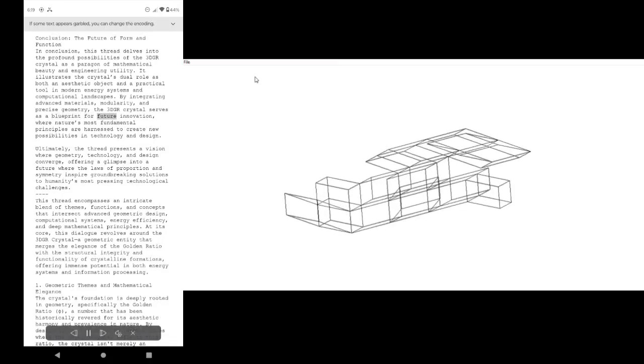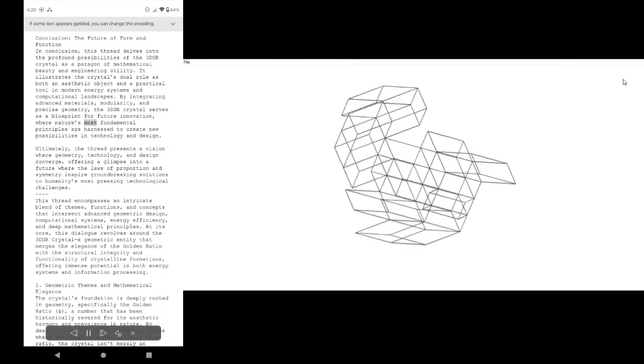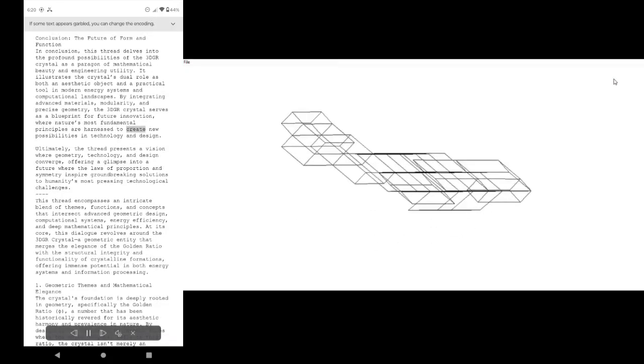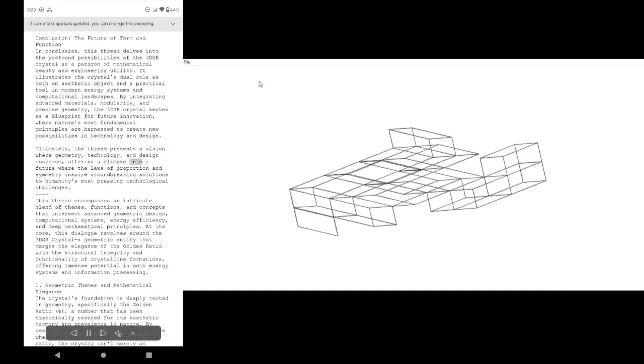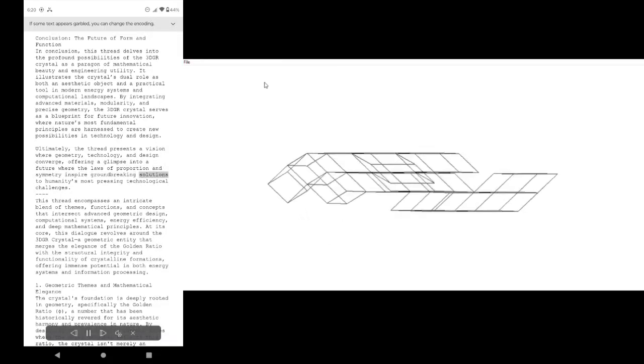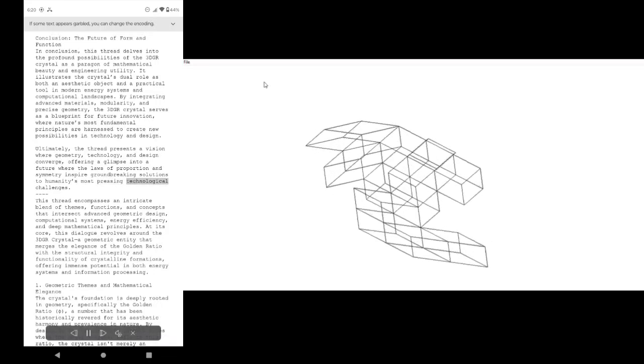By integrating advanced materials, modularity, and precise geometry, the 3D GR crystal serves as a blueprint for future innovation, where nature's most fundamental principles are harnessed to create new possibilities in technology and design. Ultimately, the thread presents a vision where geometry, technology, and design converge, offering a glimpse into a future where the laws of proportion and symmetry inspire groundbreaking solutions to humanity's most pressing technological challenges.